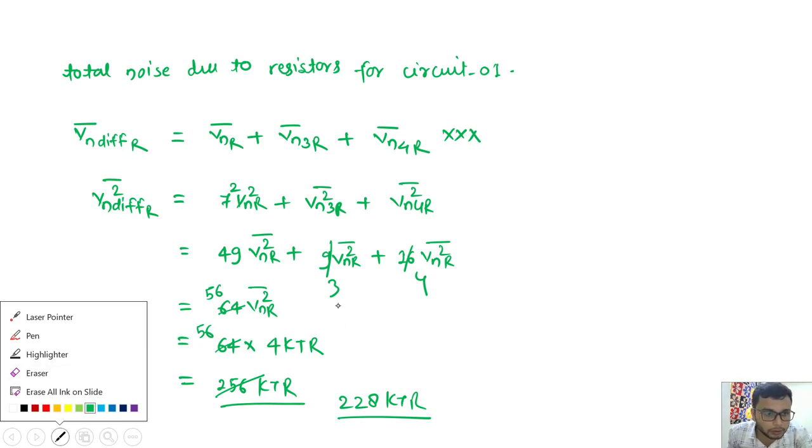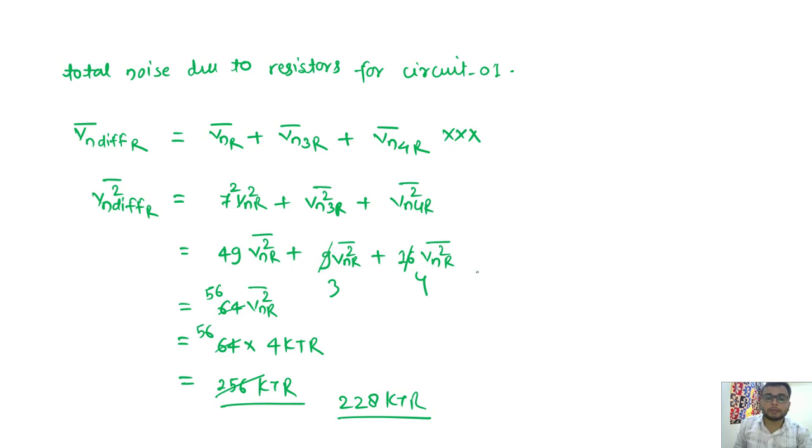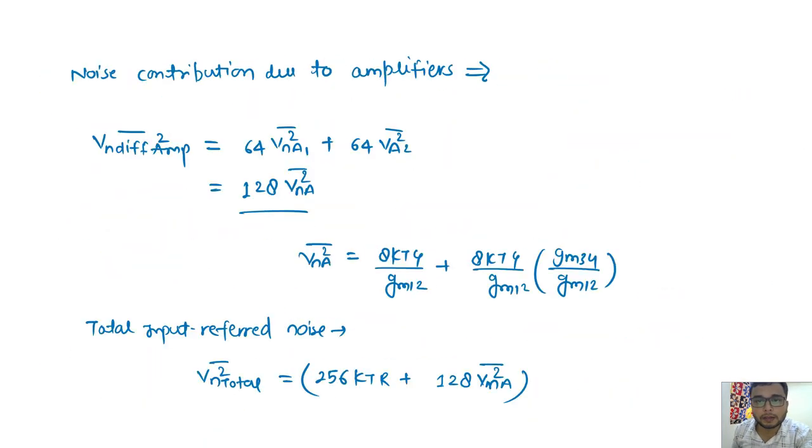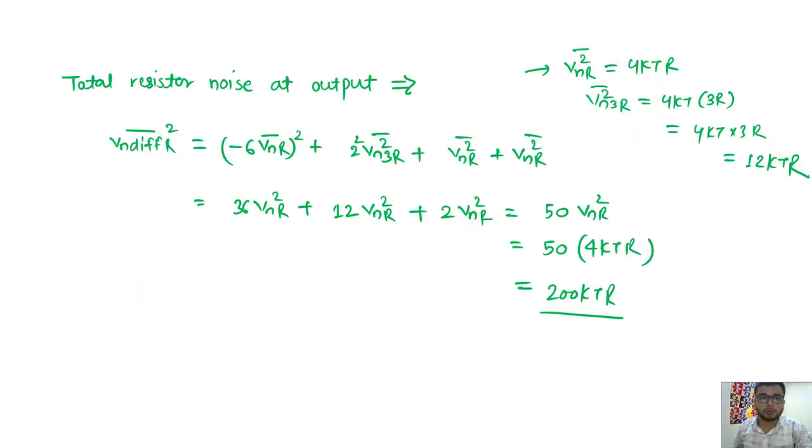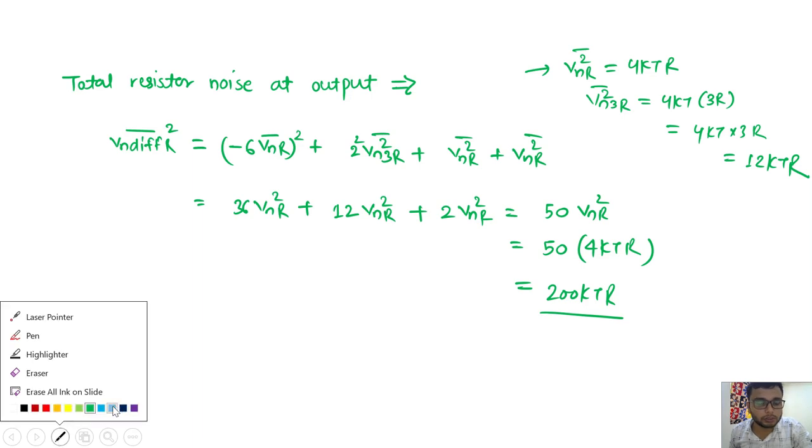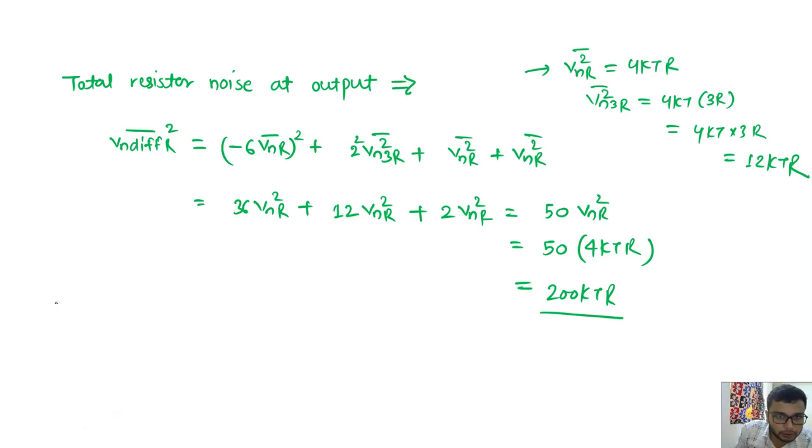I will write here 9. So this is like that. This was a mistake that I have corrected here. Now you can see here for this. So now the total noise contribution due to the resistor is done. So next, noise contribution due to amplifiers. We have to see the circuit again.